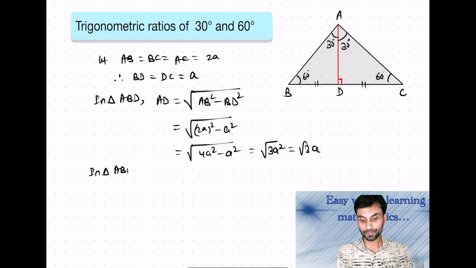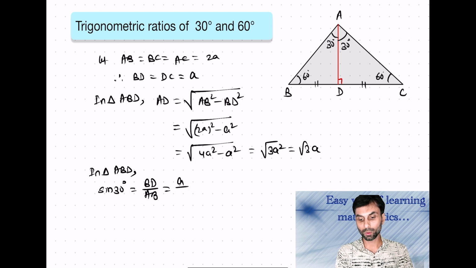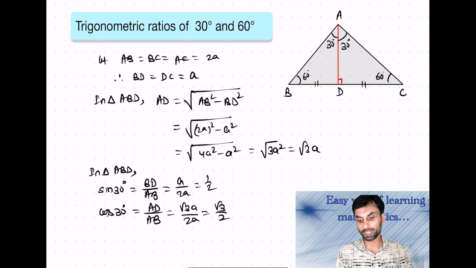in triangle ABD, now we'll write sine 30. Sine 30 degree will be opposite, which is BD upon AB, which will be A upon 2A, that is 1 upon 2. Cos 30 degree, that will be adjacent, AD upon AB, which will be root 3A upon 2A, which is root 3 upon 2.